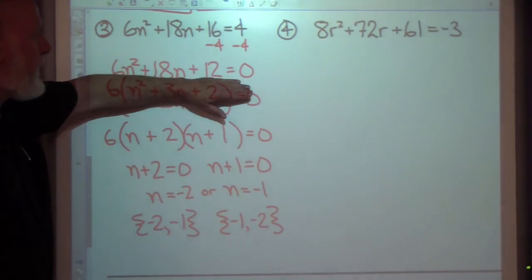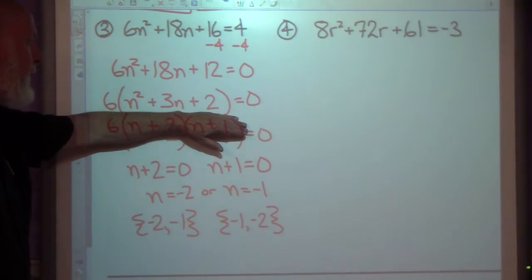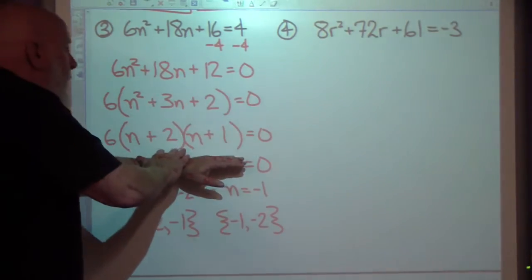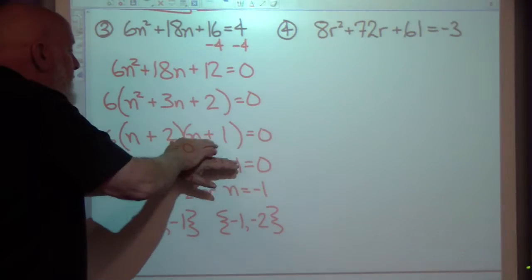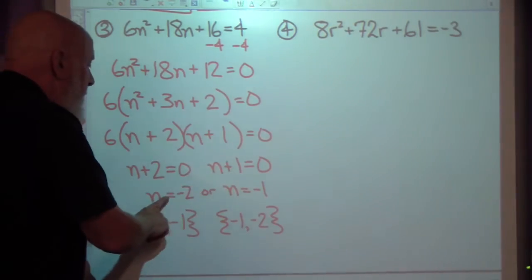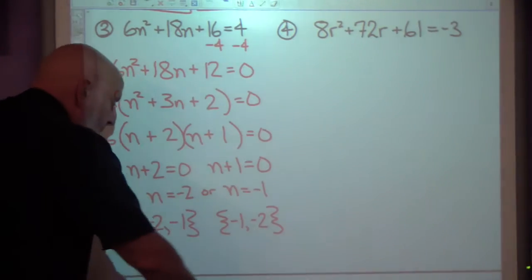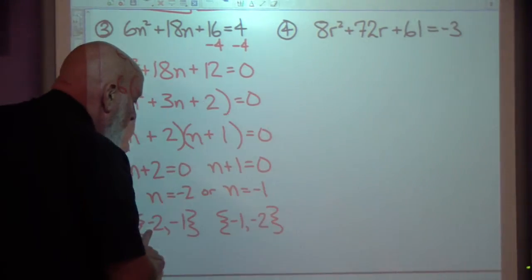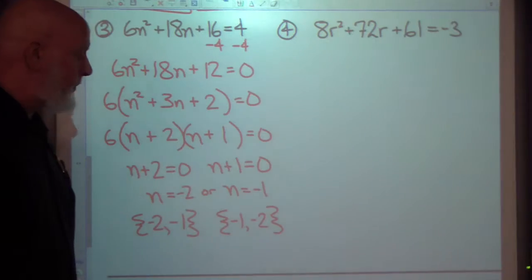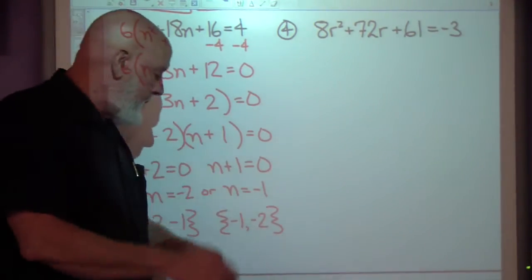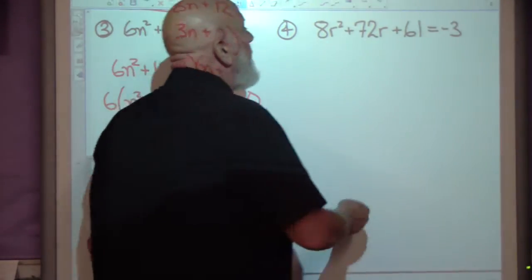Set the equation equal to 0, factored out the common factor, factored the resultant quadratic trinomial, employed the zero product property, and then wrote our solutions by solving these two and recognizing that there's more than one way to write your solutions that's acceptable. Okay, we'll do one more and you guys can get started.